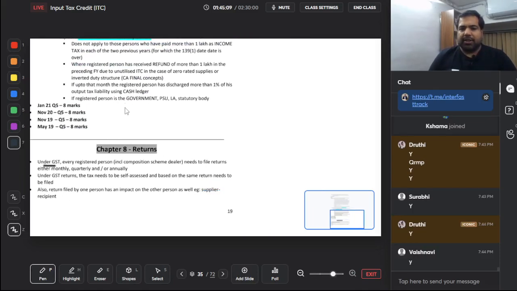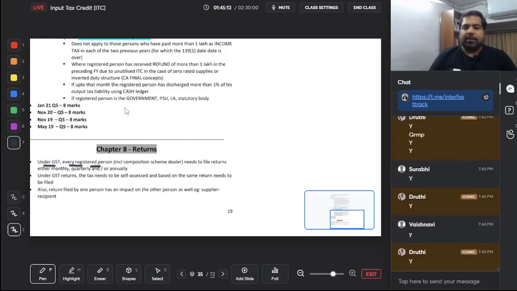Guys, under GST, does every registered person have to file returns? Yes. Does the tax need to be self-assessed? Yes, guys, they will believe you. You self-assess, you pay. And does the return filed by one person have an impact on the other person? Yes, especially GSTR 1.